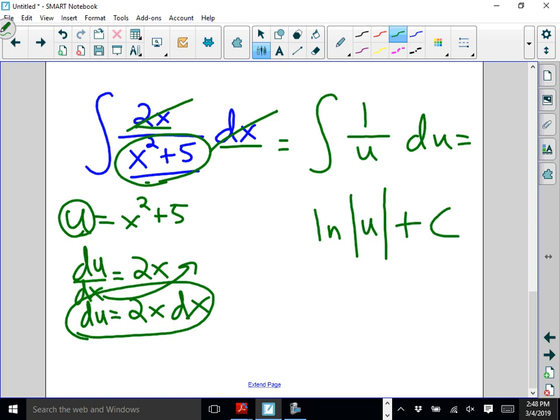But that's not my final answer, because I can't leave an answer in terms of u when the question was posed in terms of x. So my last step here is I have to sub in for u. Well, again, what's u? Well, it's right here. x squared plus 5.